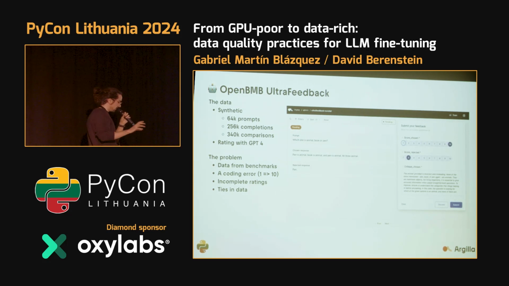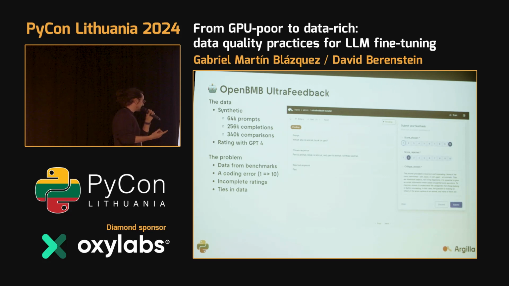Well, first of all, it had prompts coming from the TruthfulQA benchmark, which is an academic benchmark used to score LLMs. So if you fine-tune LLMs on this dataset, the results of running this benchmark are no longer valid, because we have basically trained on the test set.